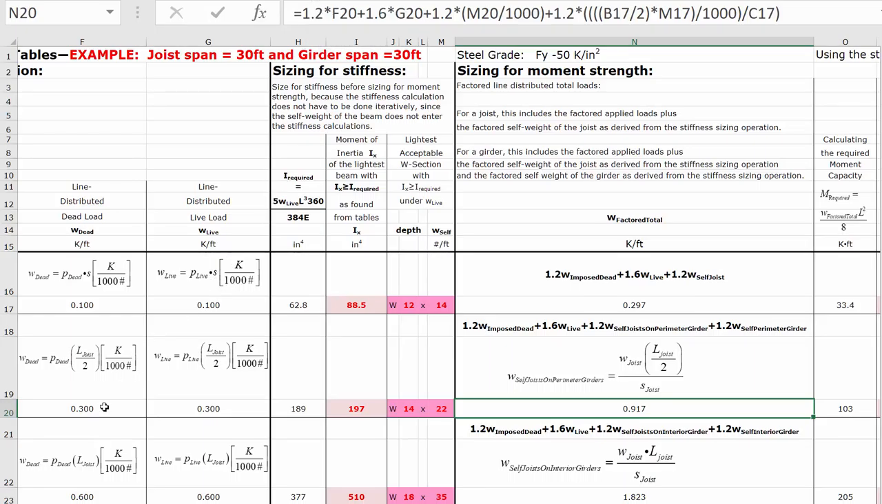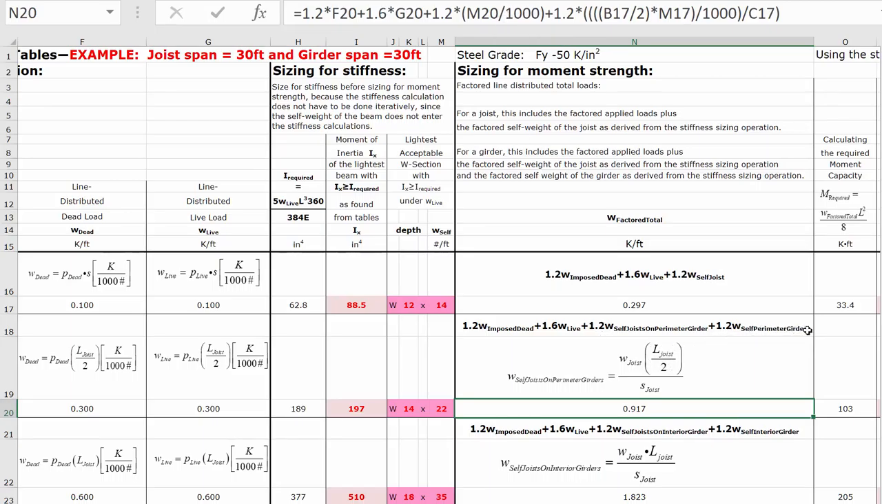So it's 1.2 times F20, which is this number right here. It's the imposed dead along the perimeter girder. 1.6, which is the load factor for live load, times G20, which is the live load distributed along the girder. Then we have 1.2 times M20, which is right here. It's the weight of the girder itself. So I shifted the order a little bit. Here I put the self weight of the girder at the end, but now I'm making it the third term up here, so I apologize for that.